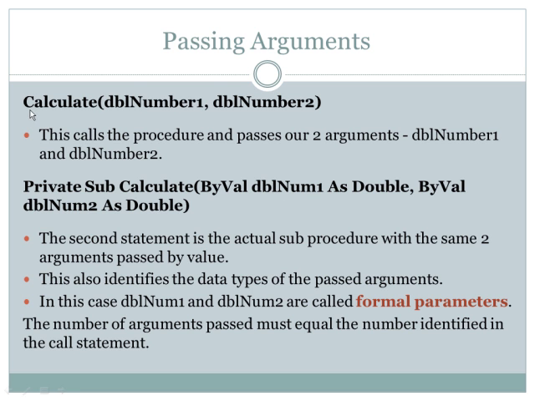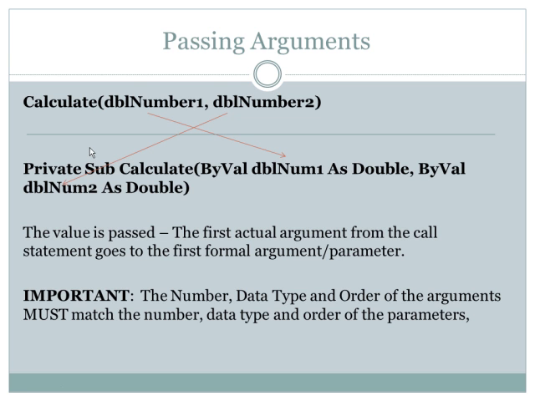So again, calculate DBL number 1, DBL number 2 is going to call the procedure and pass our two arguments over. So it's going to send those values over. The header here for our subroutine is going to get those values in DBL num1 and DBL num2. These are our formal parameters, and then the calculate subroutine is going to use that information.